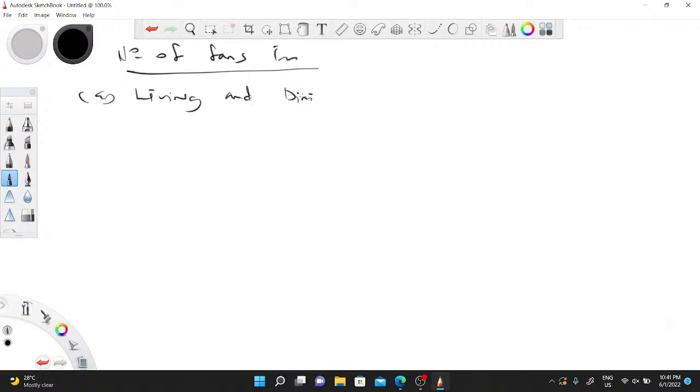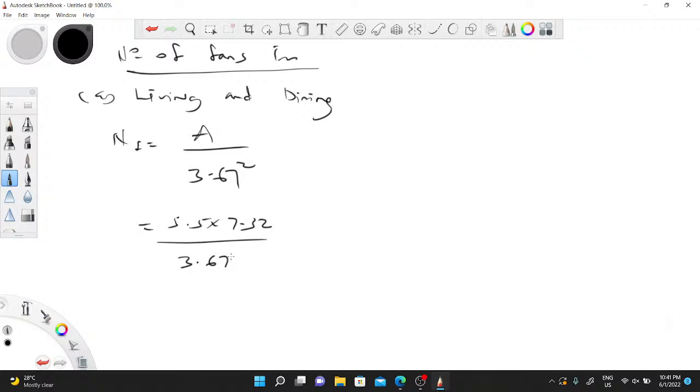The number of fans is given by a certain formula. Number of fans, NF, is given by A over 3.67 squared, so all you need is the area. The area of the living and dining is 5.5 times 7.32 all over 3.67 squared. That would give you 2.989, and I'll say 3 fans.